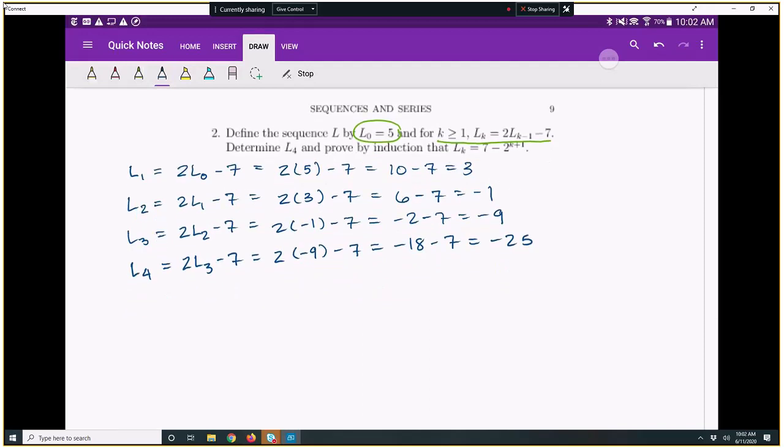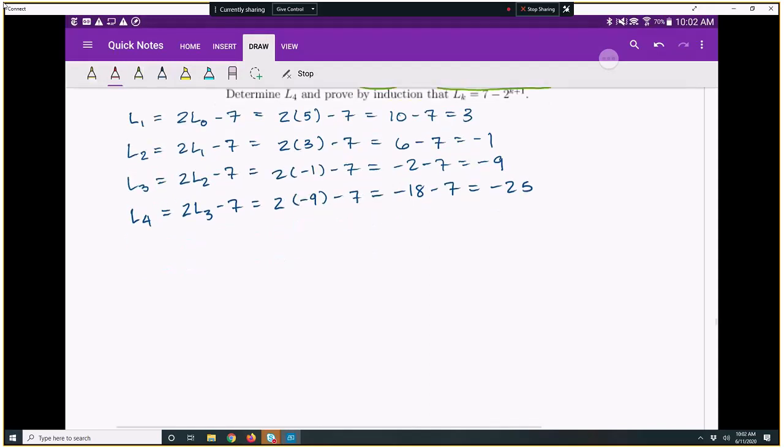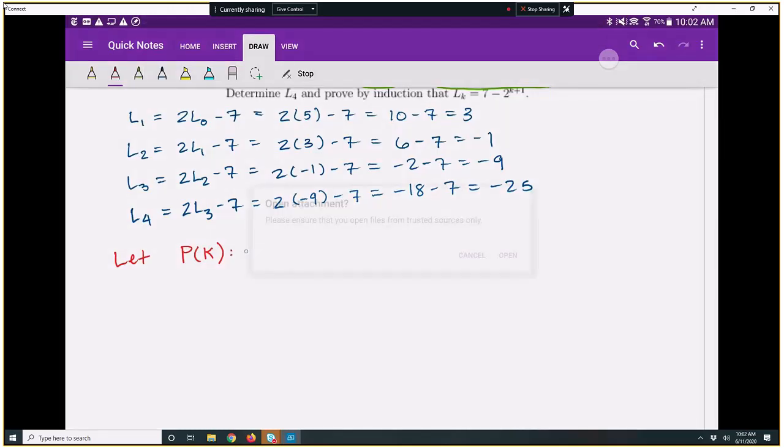Then the question asks me to prove by induction the formula L sub k is equal to 7 minus 2 to the power k plus 1. So I need to start with my first case. I'm going to give this proposition a name. I'm going to say the proposition is P. So let P of k be the proposition that L sub k is equal to 7 minus 2 to the k plus 1.